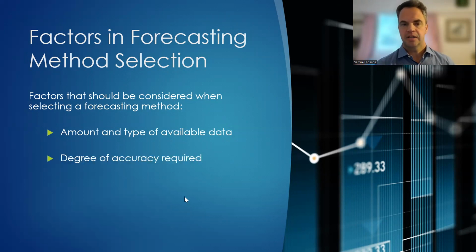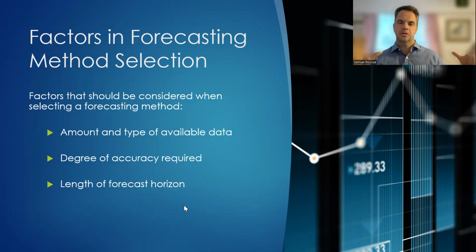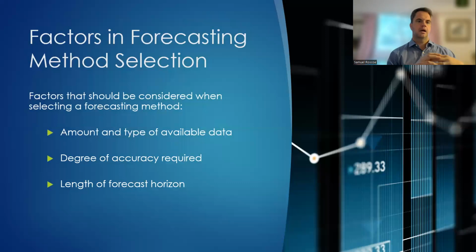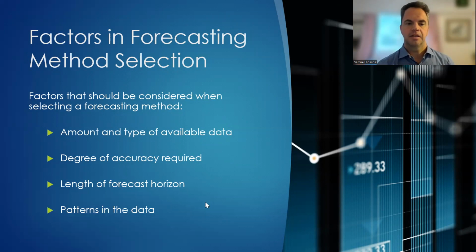The degree of accuracy that we require, obviously, the more accurate, the better, but it's the risk that we're willing to take. And the length of the forecast horizon, again, that can be dictated, like I said, by the length of your production processes internally. It can also be dictated by the length of your suppliers' processes, their transit time to bring products to market or to your warehouse, as well as their suppliers. You might have to forecast the entirety of the supply chain, depending on what type of product that you're making. Okay, and then also patterns in the data should be selected as well.